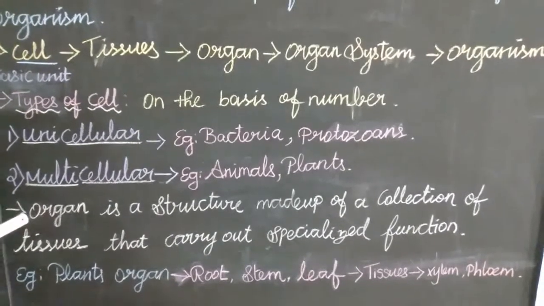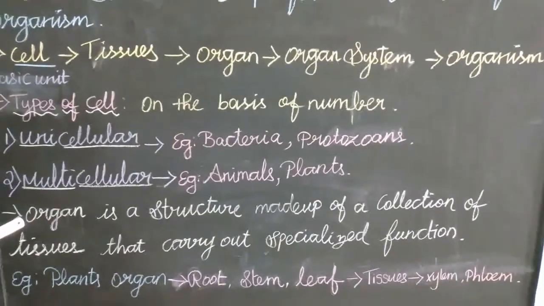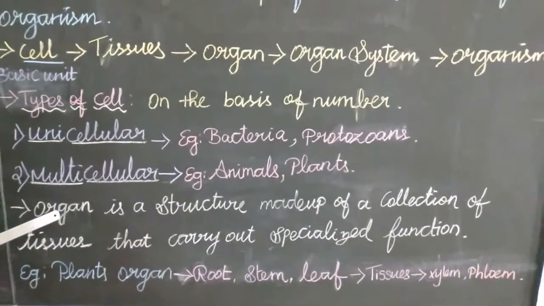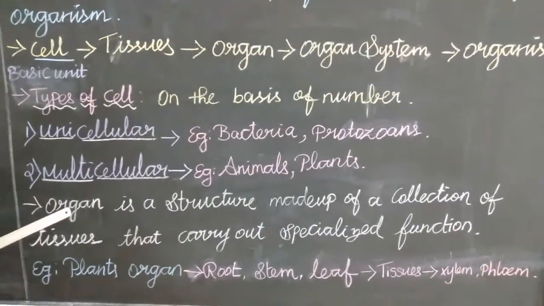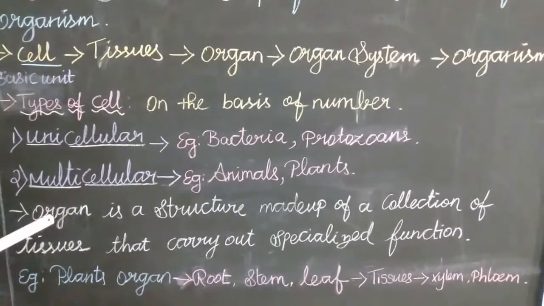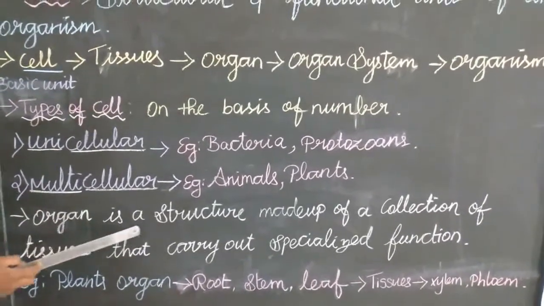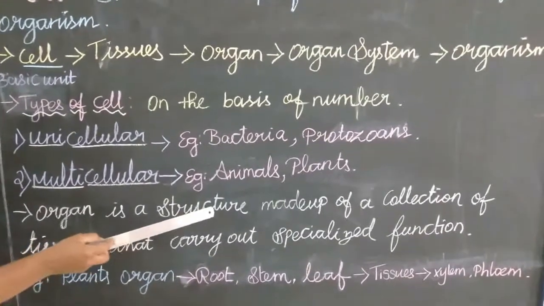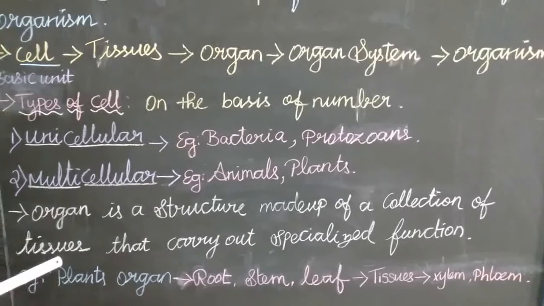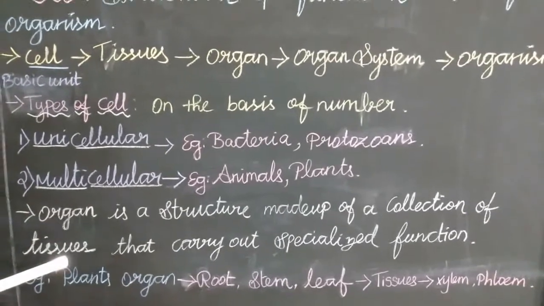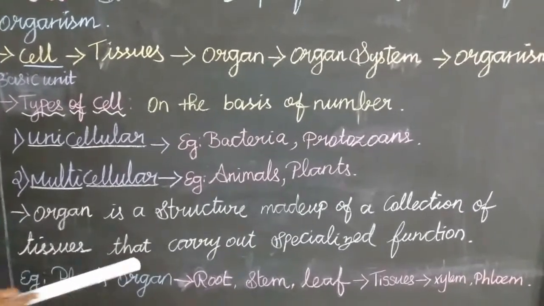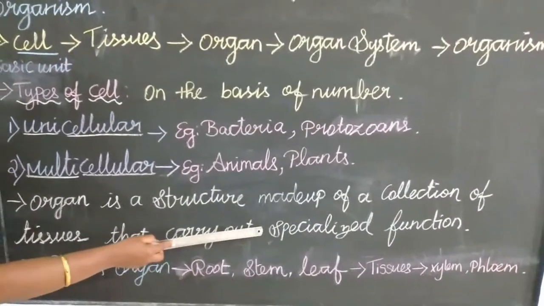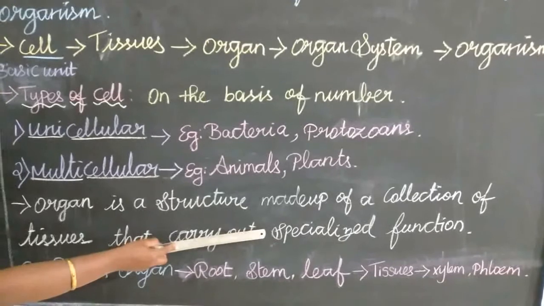Next, that is organ. What is meant by organ? Say any one organ. In a plant, we say that root, leaf and stem are called organs. So, an organ is a structure that contains a specific structure made up of a combination of tissues. These tissues carry out specialized functions.